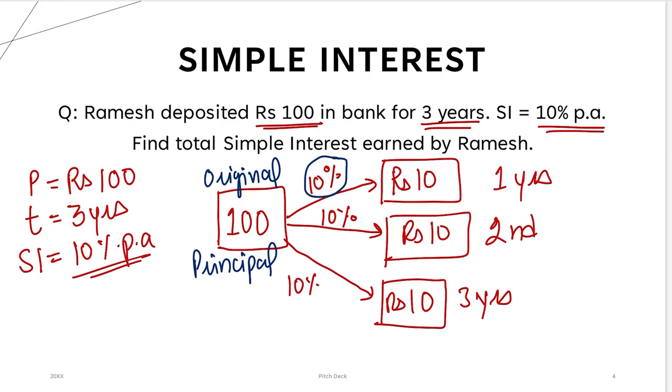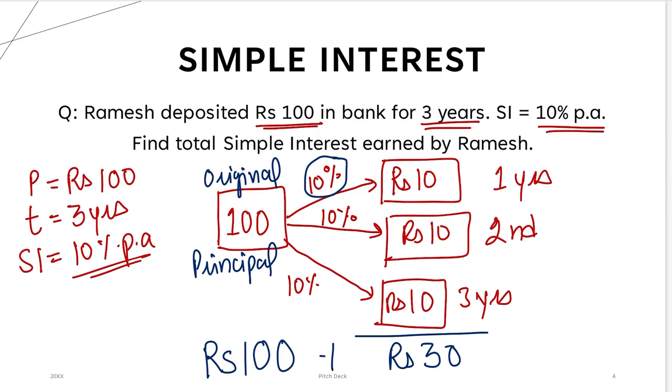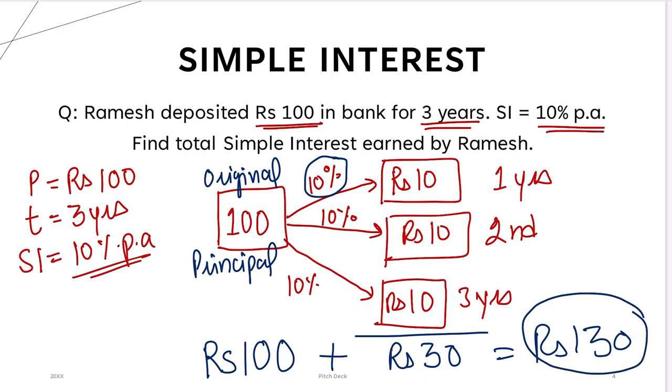So after 3 years, how much interest has he earned? Rupees 10 plus 10 plus 10, that is 30. And after 3 years, he will get back the original amount he deposited. So 100 plus 30 is 130 rupees he will get back after 3 years. I hope this is okay. So in simple interest, you just have to know that he will always get 10% of the original principal he has deposited. So 10% of rupees 100.